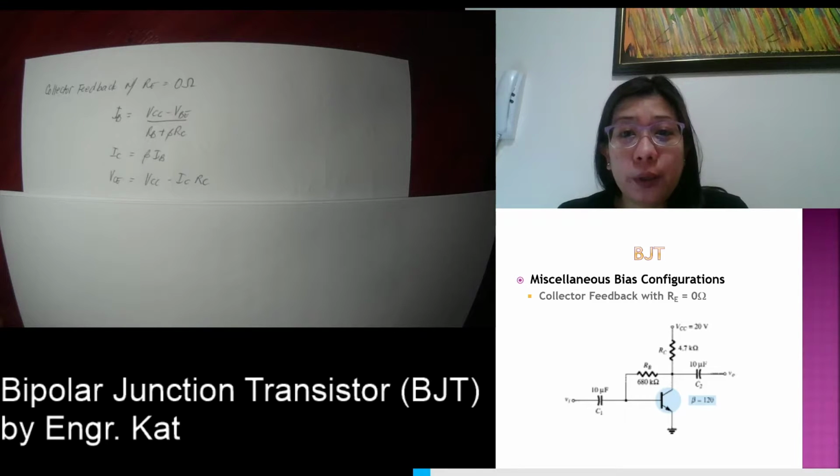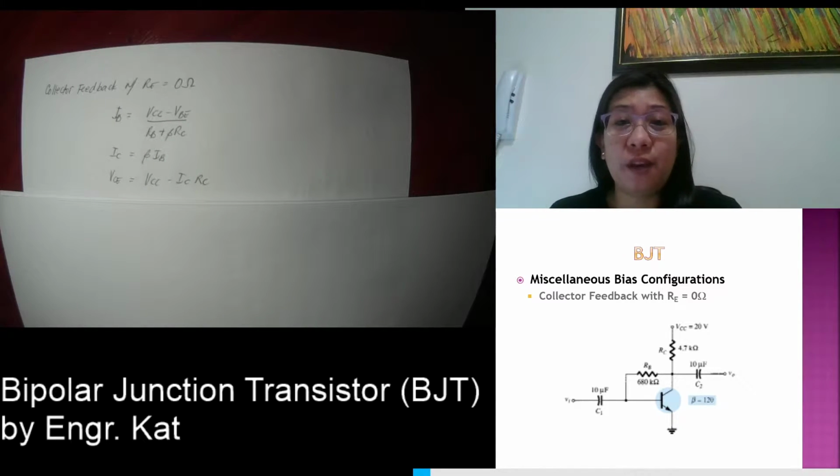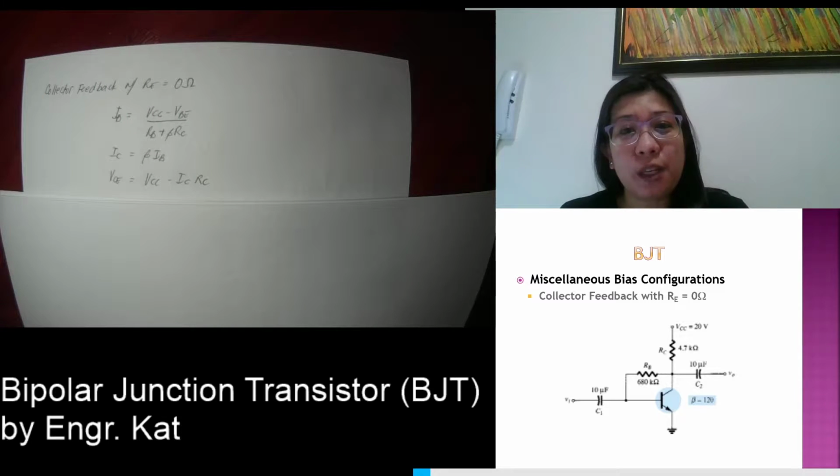This is our third part for DC analysis. So let's have a review. The second part for DC analysis is we discuss the different configurations, and we have established that the most stable among those four configurations that we have discussed is the voltage divider circuit. Okay, so we have discussed the fixed bias configuration or the fixed bias circuit.